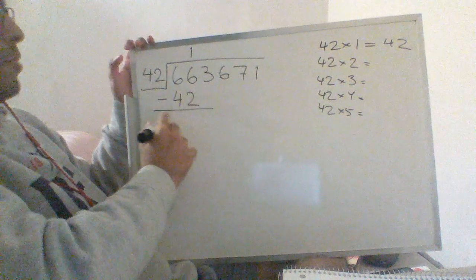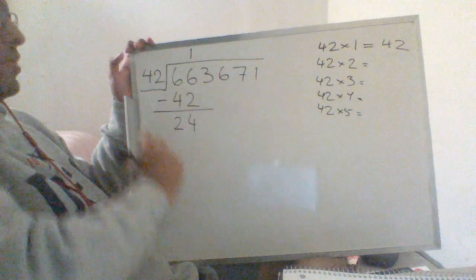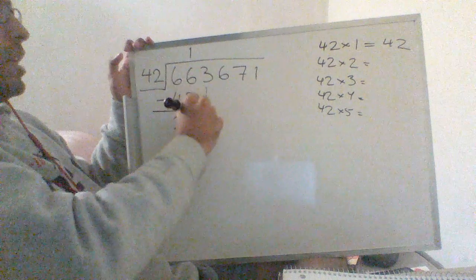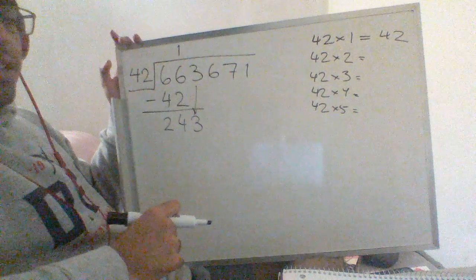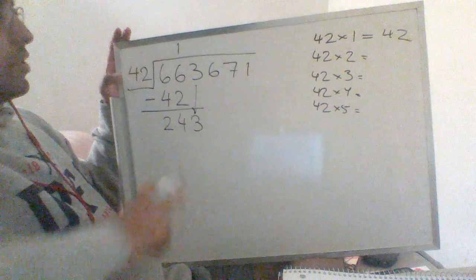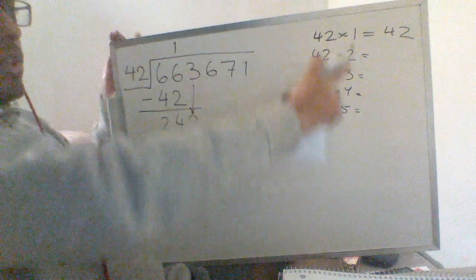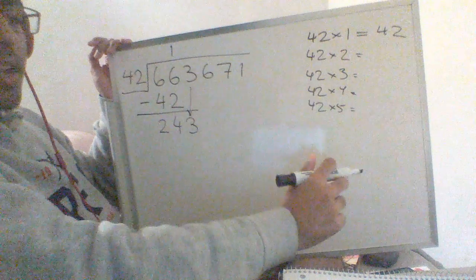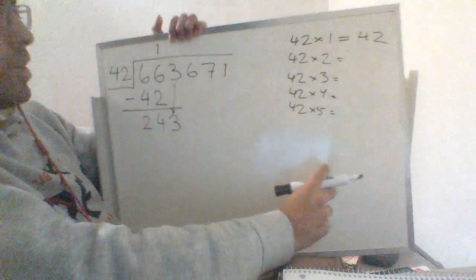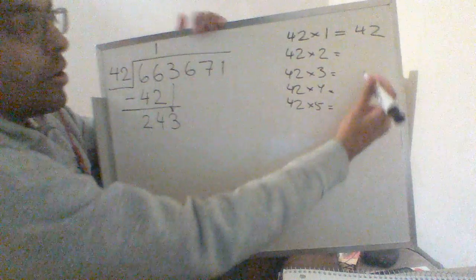So 66 minus 42, 6 minus 2 is 4, and 6 minus 4 is 2, so we're left with a 24, and then we pull down the next digit, which is a 3. So now we need to ask ourselves, how many times does 42 go into 243? And so this is where multiplying 42 by 1, 2, 3, 4, 5, 6, 7 is going to come in handy, because it'll show us the answer to this. So let's go and do that.